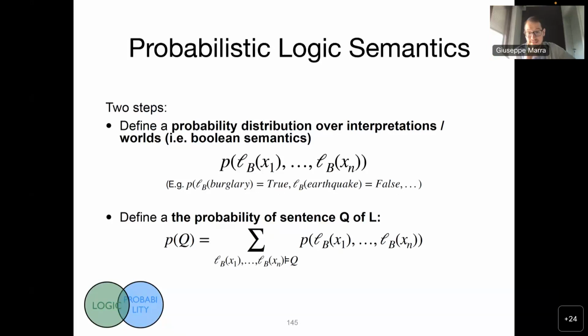And then when you have this probability distribution defined, if you want to compute the probability of any sentence in the language, you go over all the possible interpretations and you just pick the probabilities of those that satisfy the sentence. So in this case, we are adding another layer. The Boolean semantics is still there, but by adding this second level, as we will see, we can attach continuous interpretation, but the link with the Boolean logic is much stronger than it was in fuzzy logic. But this also adds complexity on top.